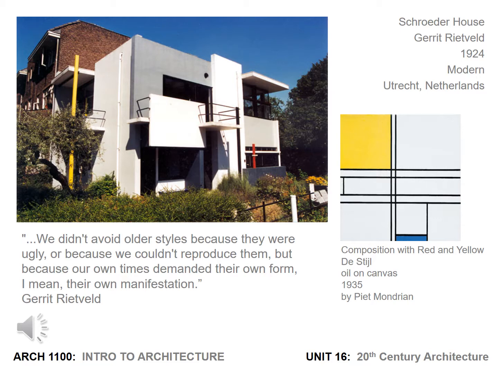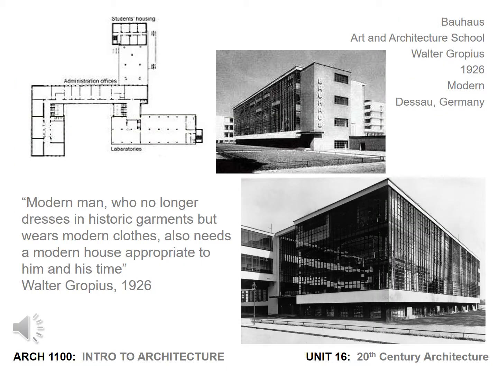Rietveld's quote, and I quote, "We didn't avoid older styles because they were ugly, or because we couldn't reproduce them, but because our own times demanded their own form. I mean, their own manifestation." This idea is one of the key ideas of early modern 20th century architecture. This quote by Walter Gropius also echoes a similar theme about architecture's search for an appropriate form for its time and place. He says, "Modern man, who no longer dresses in historic garments but wears modern clothes, also needs a modern house appropriate to him and his time."